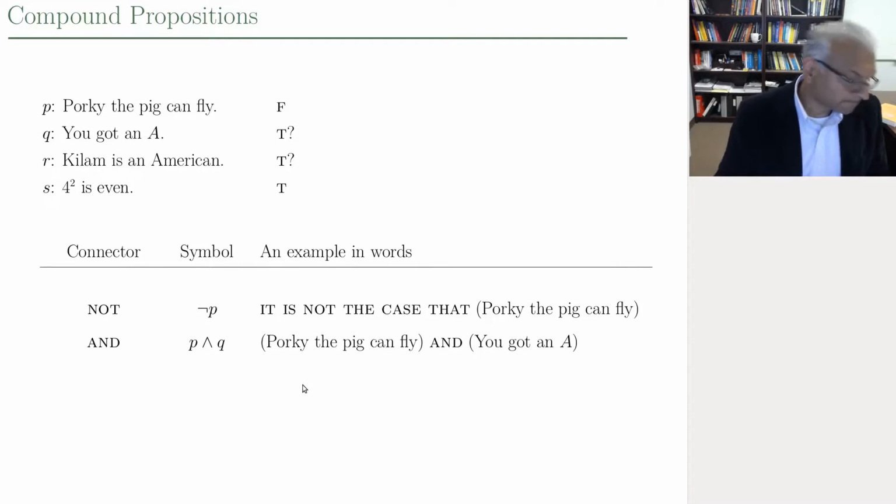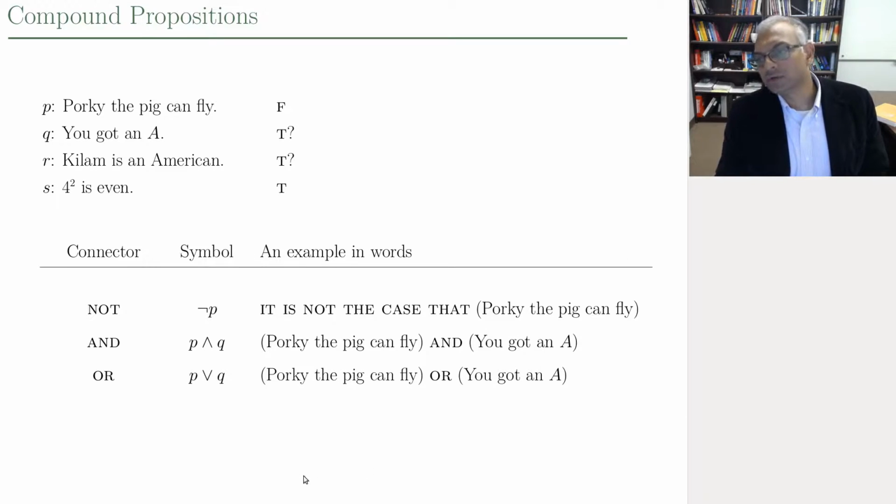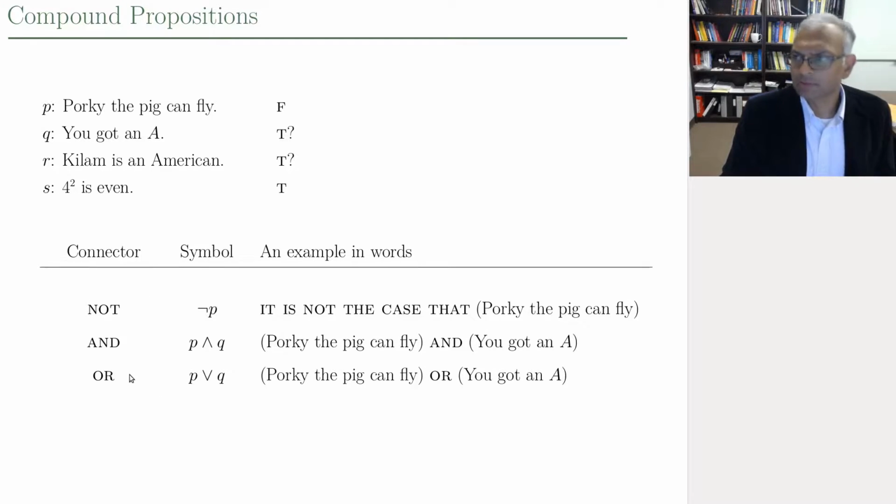Okay. Let's talk about the OR connector. Okay. So OR, P or Q. So this wedge is the symbol for OR. And in this example, P or Q, Porky the pig can fly, or you got an A. Okay. So these are the fairly standard Boolean connectors that we are used to in Boolean logic.